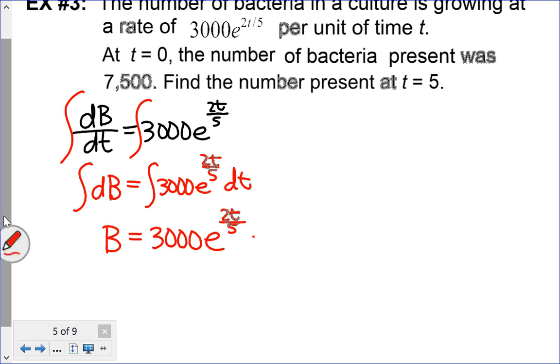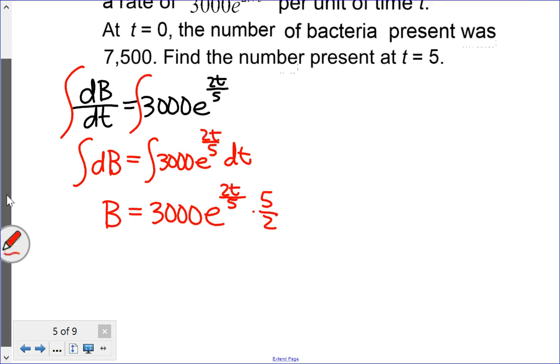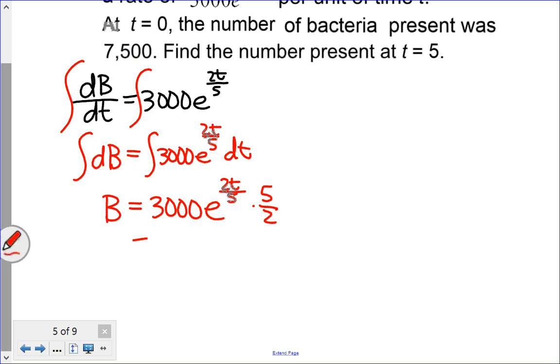Since I am integrating, I'm going to divide by 2/5, which is times 5/2. If I simplify that, I get 7,500 e to the 2t over 5. Well, we kind of know that because we know that the solution to that differential equation is c e to the kt. So we've now figured out that c is 7,500, which we kind of knew because they told us at the initial condition that we had that.